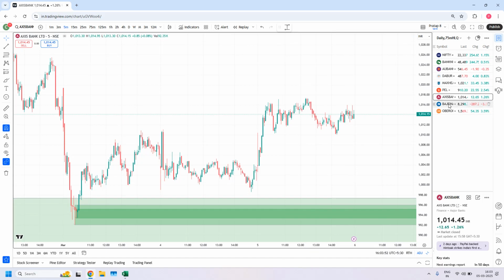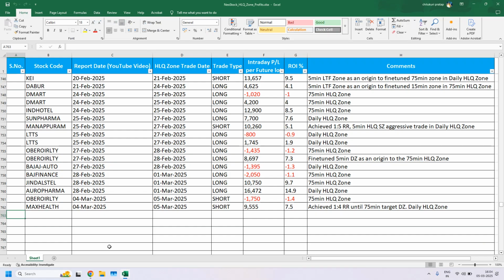And Bajaj Finance, we discussed, that is the one that went with a gap down. And Obra Realty, this is bad luck for us. It topped out, and immediately prices came down again. Because it hit the stop buffer value, we have to book our loss. So that way, today we got one excellent trade from Max Health and Obra Realty.